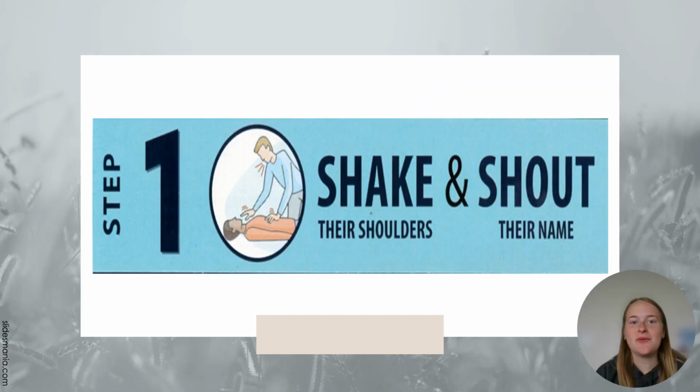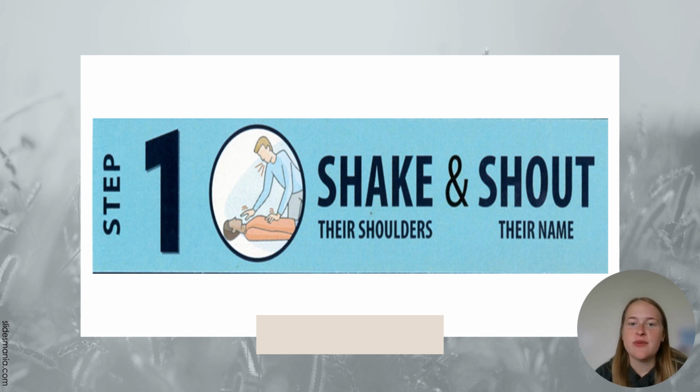Starting with step 1, this is shake and shout, and this is where we're trying to see if the individual can be woken up. You'll start by assessing the scene to make sure it's safe to approach and put on your gloves. Once you've determined the scene is safe and your gloves are on, you'll begin by calling the individual's name, if you know it, and shaking their shoulders a bit, making sure not to shake too hard or cause any bodily harm. And make sure you're not putting your hands in any pockets or bags where there could be potential sharps or other hazards.